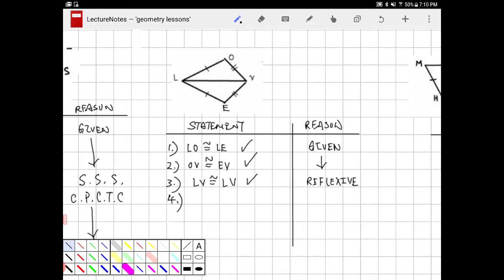I do, as a matter of fact. So therefore, triangle LOV will be congruent to triangle LEV. And this is because of, again, side, side, side.